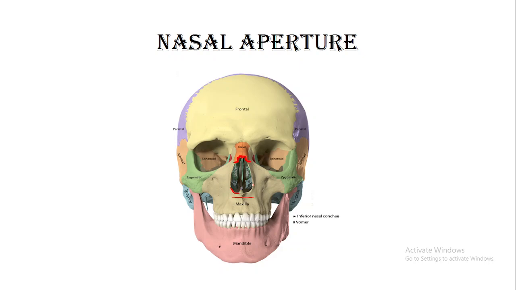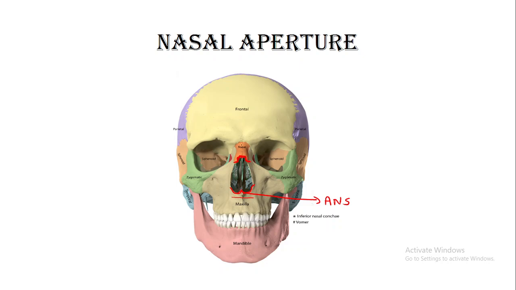on both sides. So these are the nasal notches of the maxillary bones, and in the middle these nasal notches join and form a projection which is called the anterior nasal spine. So these are the two boundaries of the nasal aperture. In this portion of the norma frontalis, we learn about the nasal bone and nasal aperture also.